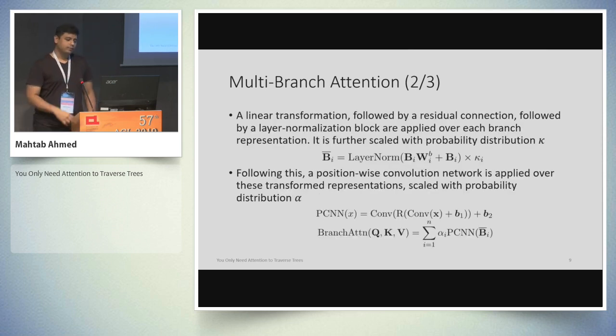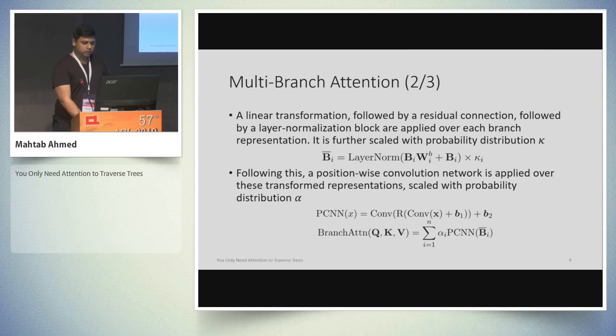Then once we have this branch representation, we do a linear transformation of that branch, and then we apply a residual connection followed by a layer normalization block. Once you have this representation, each branch actually tells something in terms of the semantic representation of that tree. So we further scale with another parameter, kappa.